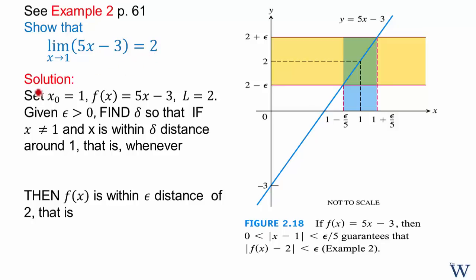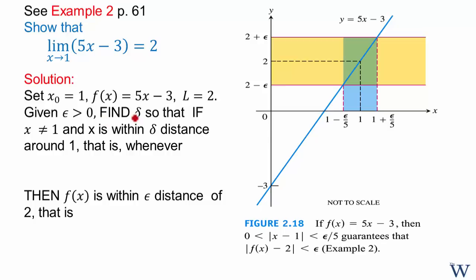Okay, so what is given here? We're given that x0 is equal to 1, f(x) is 5x minus 3, and of course the limit is equal to 2. Now here we did not specify an epsilon, so we're just given epsilon greater than 0.